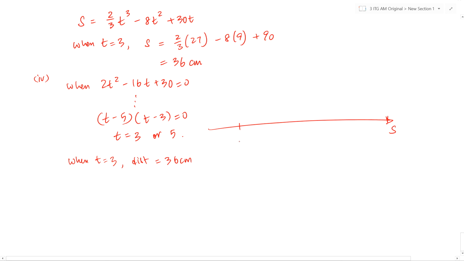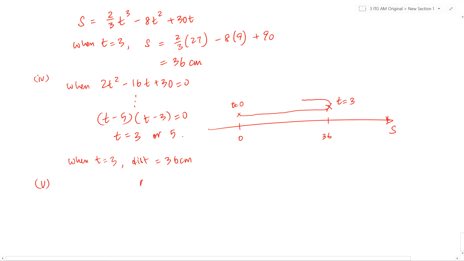Our displacement diagram will look like this. At time equals 0, displacement equals 0. So it continued traveling until this point, 36 cm. This is when time equals 3. Then it made a U-turn. I don't know how far it traveled, but 2 seconds later, it makes another U-turn. I don't know how far that is, so I'm not going to draw it.